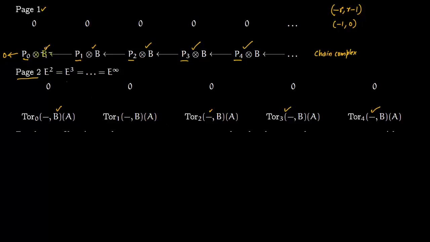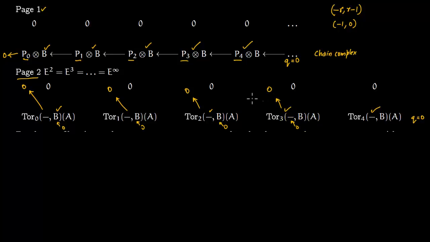So after page 2 you have this Tor lying on our 0th row, q equals 0. This also lies on the 0th row on page 1. Everywhere else is 0. So arrows going out of Tor go to 0, and arrows going into Tor come from 0. As you know before, if 0 is going in and 0 is coming out, your homology groups have stabilized.